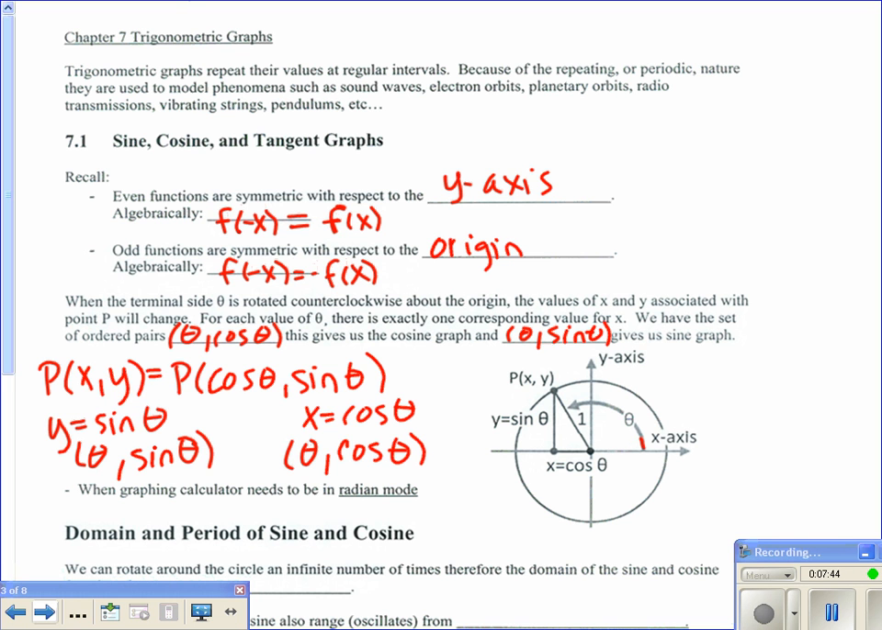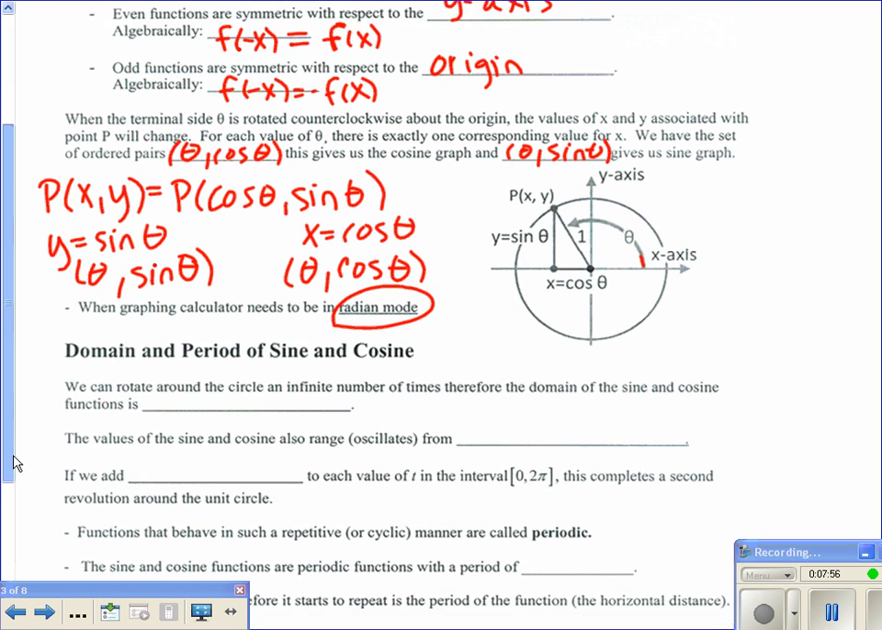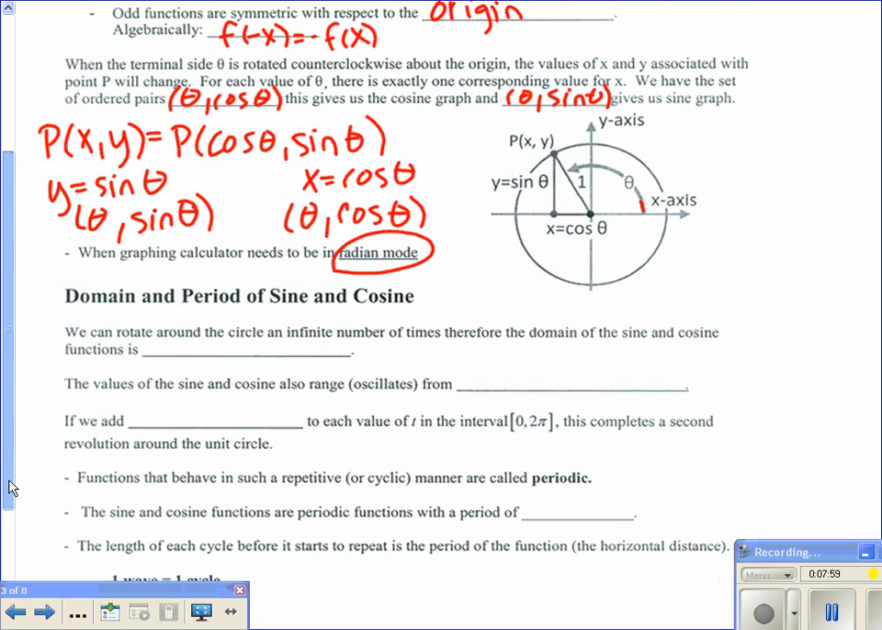And when we're graphing these, your calculator needs to be in radian mode. We'll talk about graphing these and looking at the graphs a little bit later. So for your homework, you're going to be graphing all these by hand, which is why I'm going to do all this by hand. Now, let's go ahead and talk about what we just talked about a second ago.